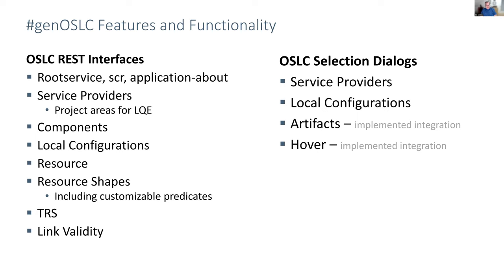And we support, again out of the box, TRS feeds and also link validity. I'd be happy to explain how that works, and it's not with a timestamp. It's the way that IBM does it. We also support OSLC selection dialogues, including service providers and local configurations, and then artifact selection dialogues and previews. So that's the overall functionality.